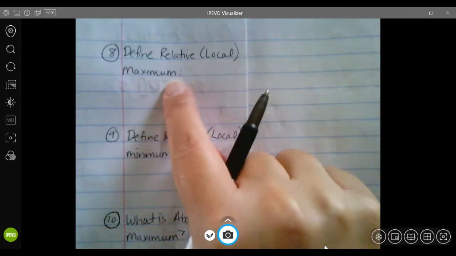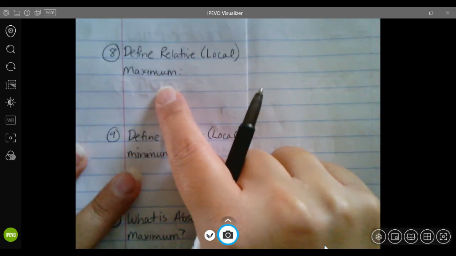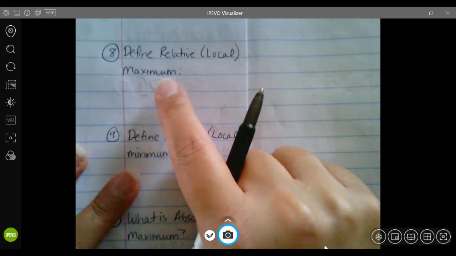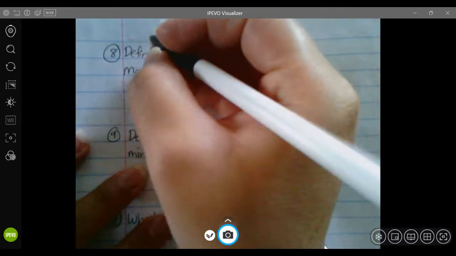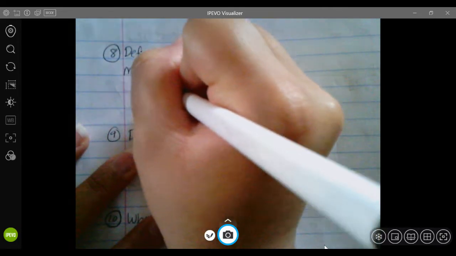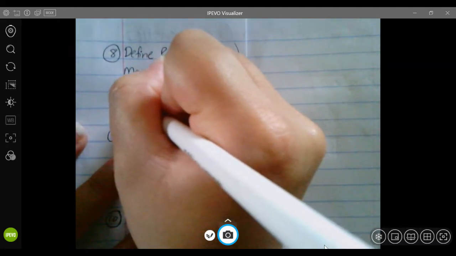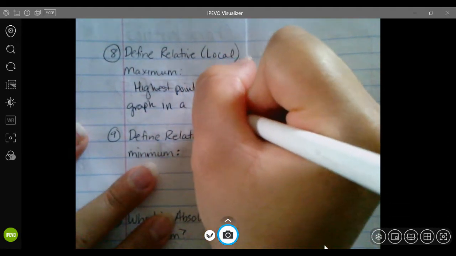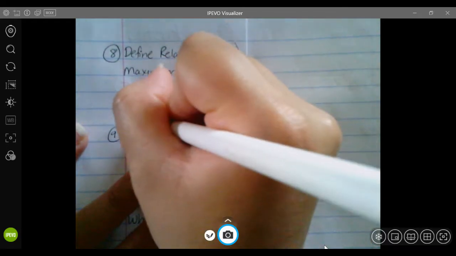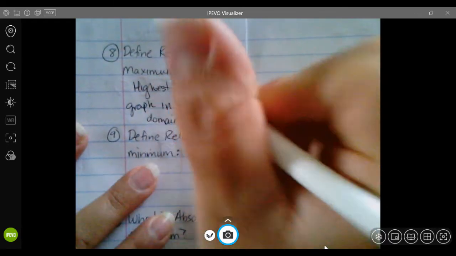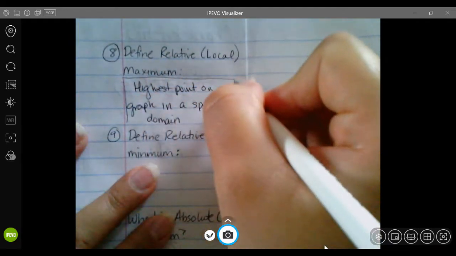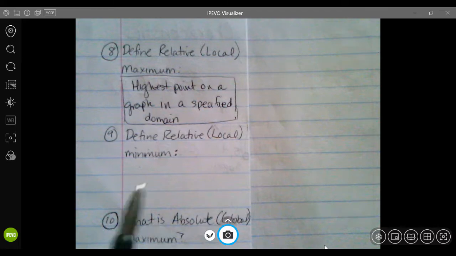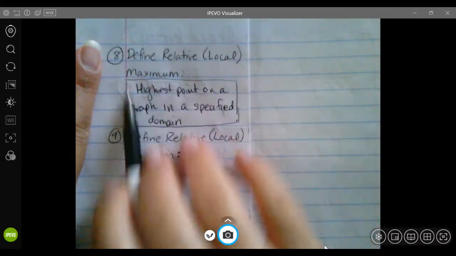Okay, it says define relative or local maximum. So this is just a maximum point that's kind of in between in a certain region. So I'm going to go ahead and put it in my own words here. Okay, it's the highest point on a graph in a specified domain, meaning it's only between 2 points or 2 areas. Okay, like between these 2 areas, what's the highest point in that spot?